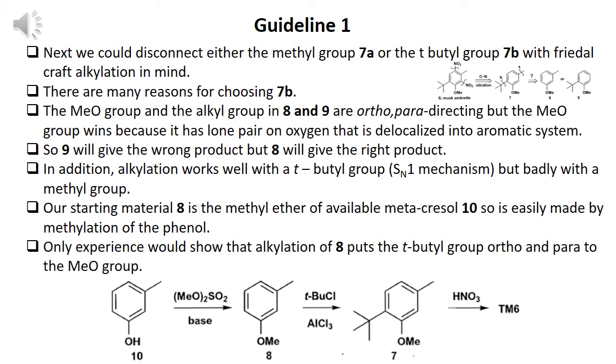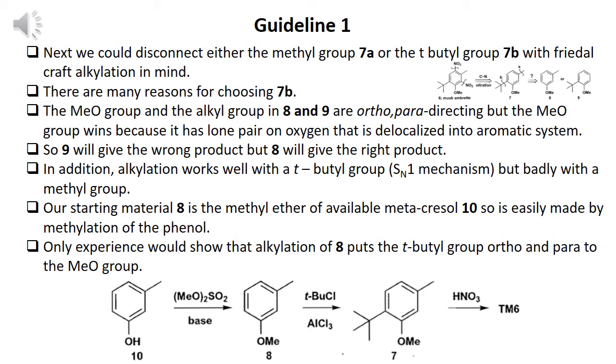In the case of A8, if we are choosing disconnection A and we get 9, we shall have to proceed from 9 to make 7. But in the case of disconnection B, we get synthon 8 and we shall have to convert 8 into 7. So when we are choosing 8, we are doing alkylation with tertiary butyl halide. Sorry, I did use the word tertiary butyl halide, so it's alright.